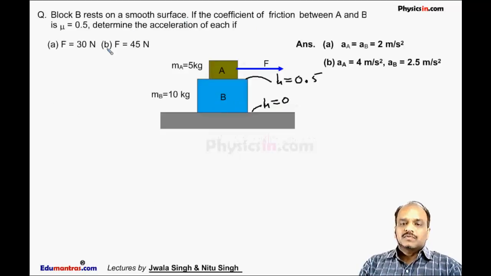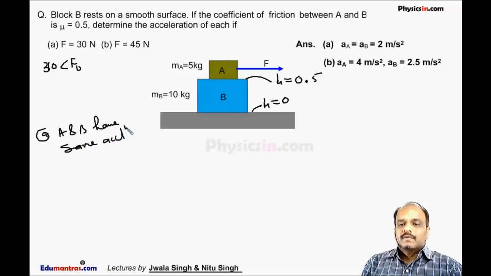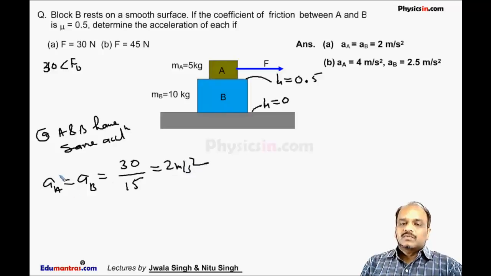So in the first case, F of 30 Newton is less than F naught. It means in the first part A and B have the same acceleration. A and B will move together in the first part because F is less than F naught. So the acceleration of A is equal to the acceleration of B, and that is equal to 30 by the total mass, 15. So this is equal to 2 meter per second square when A and B are moving together.